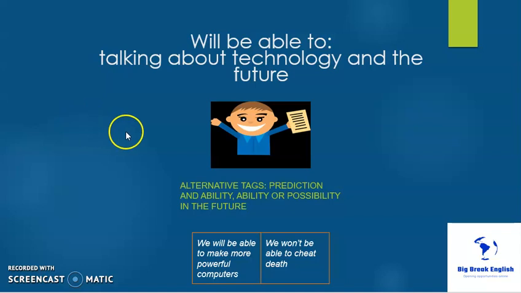And today we are going to talk about how to use "will be able to" on the topic of talking about technology and the future. Here are a couple of examples. We will be able to make more powerful computers, but we won't be able to cheat death.